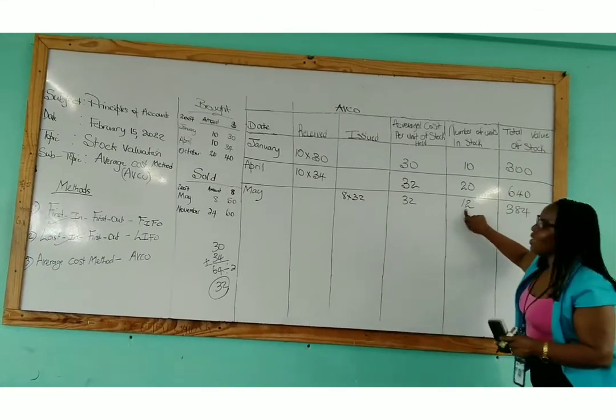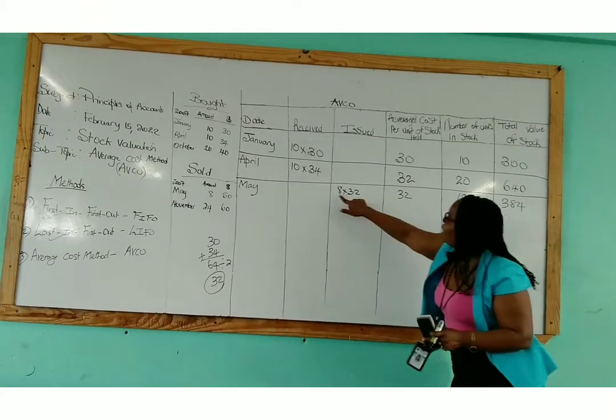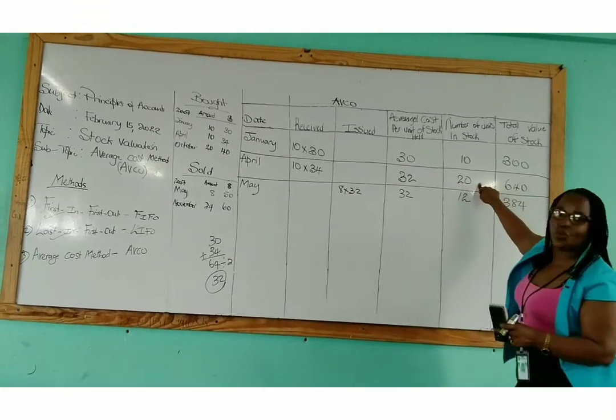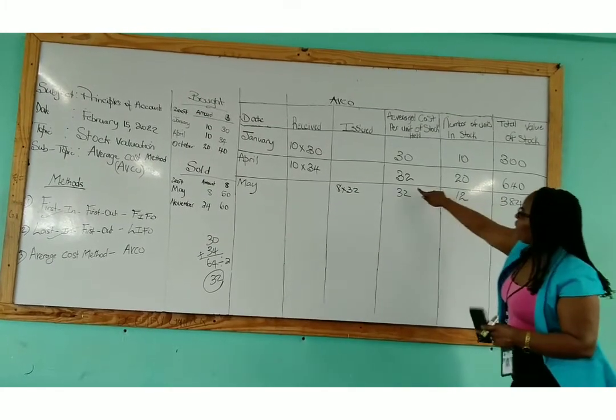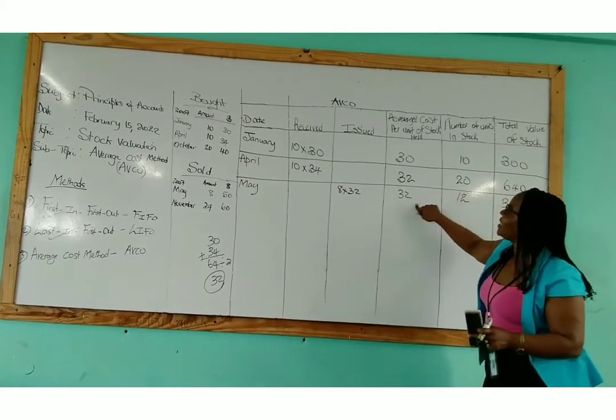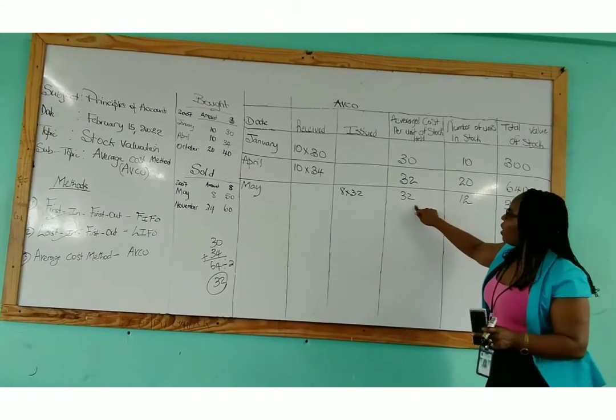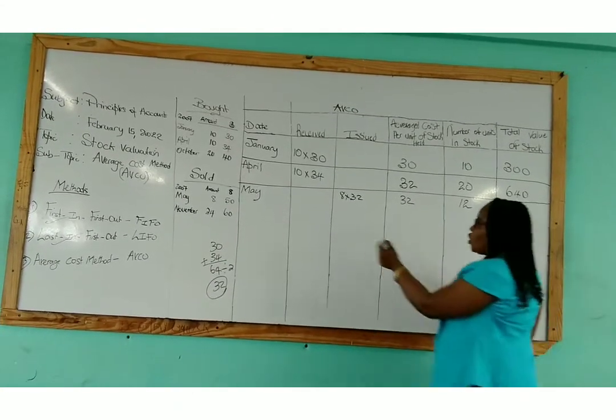Where do we get this 12 from? Because we issue 8 out of our last stock, which is 20. 8 from 20 gives us 12. Where did we get this 32? We bring down the last average cost price here. Alright? So that will close us off for May month.